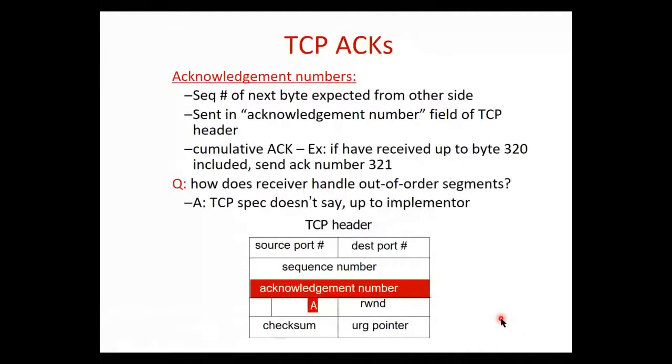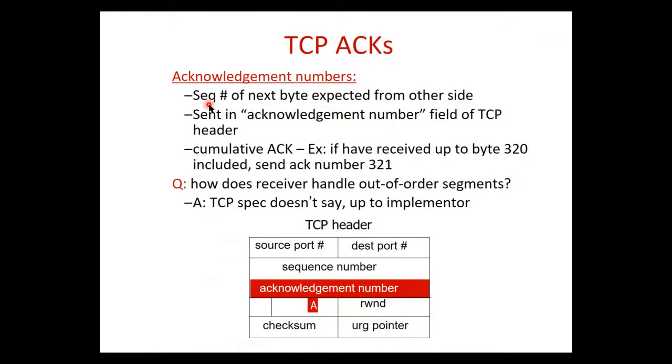Now let's look at the TCP ACKs. The acknowledgement has fundamentally the same meaning. It will be a cumulative ACK, like in Go-Back-N. But the difference is that if the receiver has received up to byte 320 included, the receiver will not send ACK 320. It will send 321. So that is a difference.